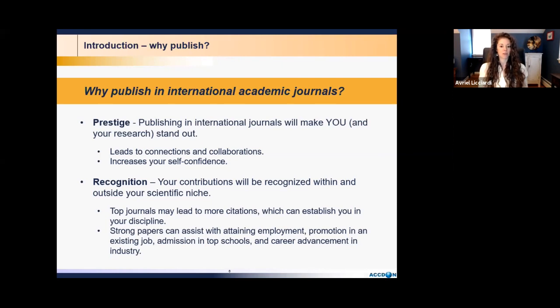Strong papers that are published in well-known journals, perhaps international journals, can generally assist with you attaining employment, promotion in your existing job, if you're a graduate student, admission into top schools, and then also career advancement if you're just within industry.